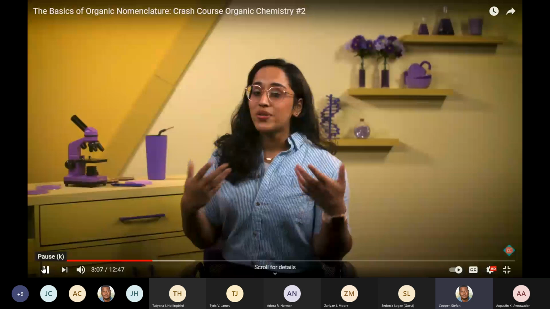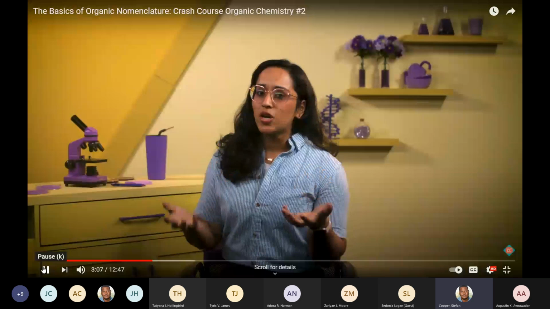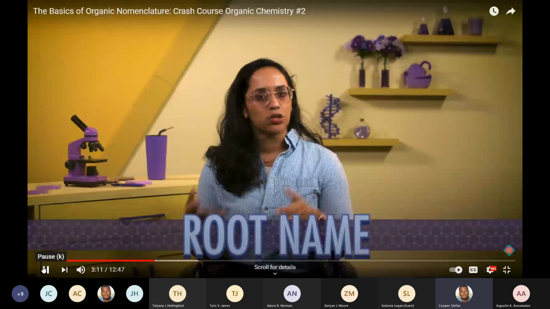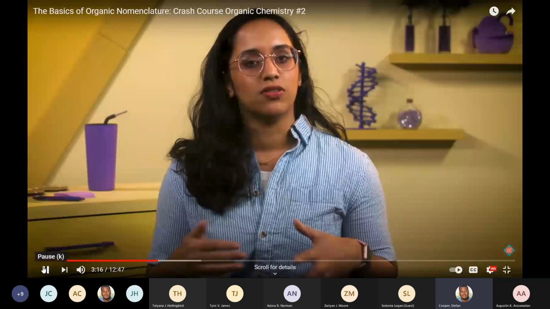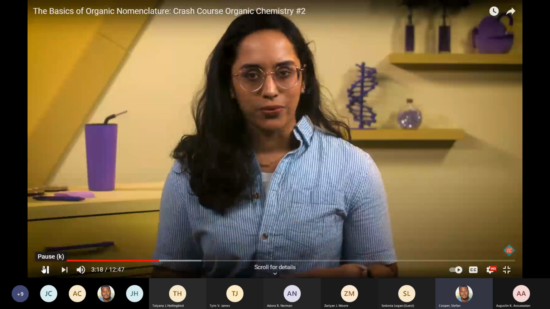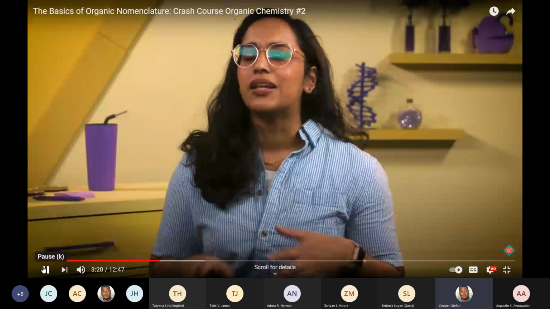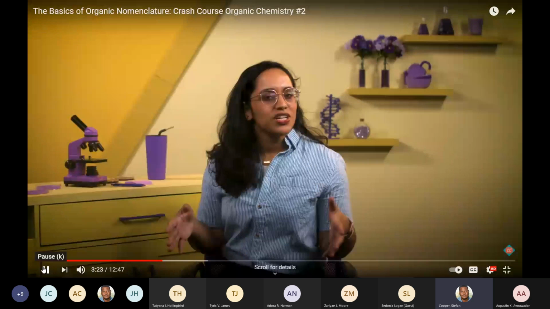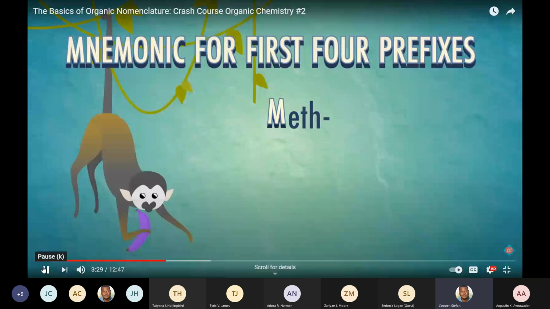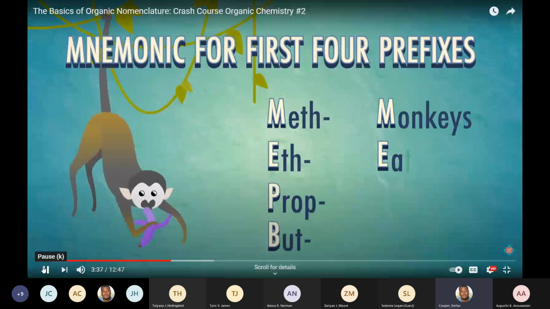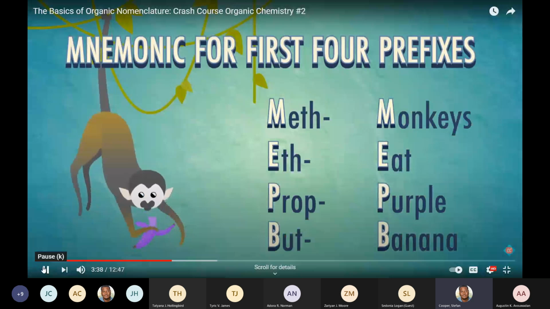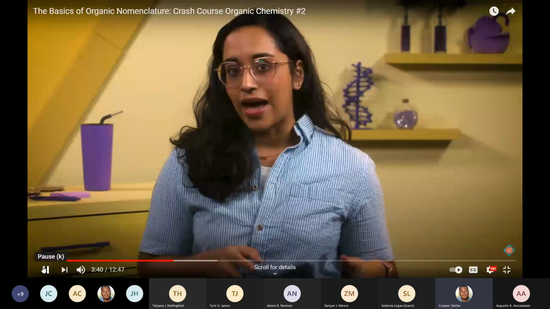So we start building any systematic name with the root name, which comes from the longest carbon chain in the molecule. The word longest is key because some molecules will have long chains sticking out that can throw you off. So make sure to do a little extra counting and make sure you actually found the longest one. Carbon chains containing up to 4 atoms have arbitrary sounding root names. 1 carbon is meth, 2 is eth, 3 is prop, and 4 is but. This can be a little tricky to remember, but you can use this mnemonic to help. Monkeys eat purple bananas.